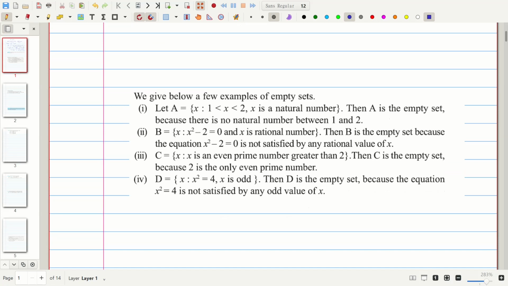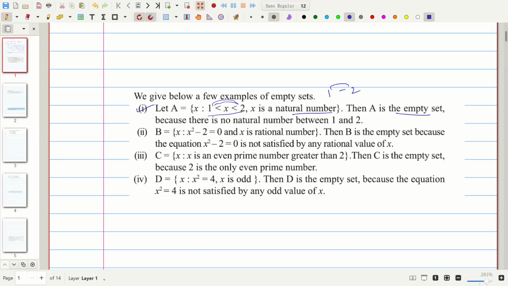So these are the examples of null set. In example 1, x lies between 1 and 2, where x is a natural number, and then A is an empty set, right? It is right. Why? Because there is no natural number present between 1 and 2. So there is no natural number present, therefore it is an empty set.